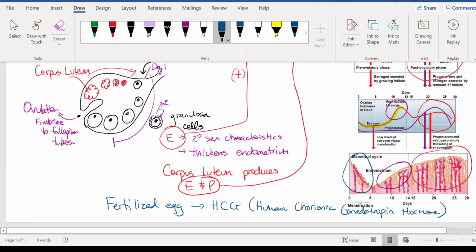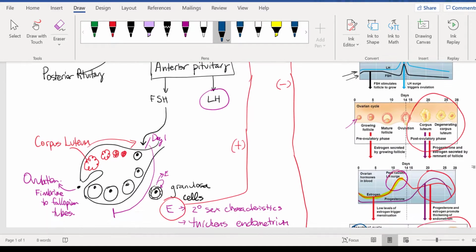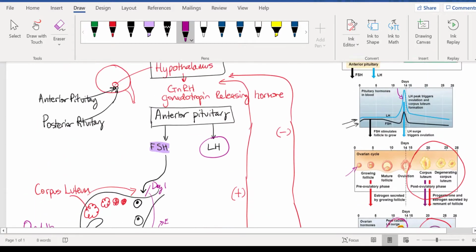All right, so what have we learned today so far? The hypothalamus produces gonadotropin releasing hormone. The anterior pituitary is targeted by the GnRH, and it produces follicle stimulating hormone and luteinizing hormone. The follicle stimulating hormone right here stimulates the follicle to grow, and it produces more and more estrogen because of the granulosa cells. All right, so once it gets to a certain point, it's going to cause a surge in luteinizing hormone.